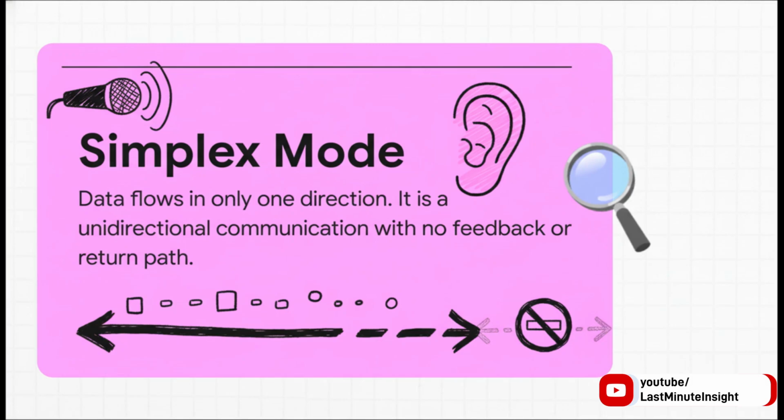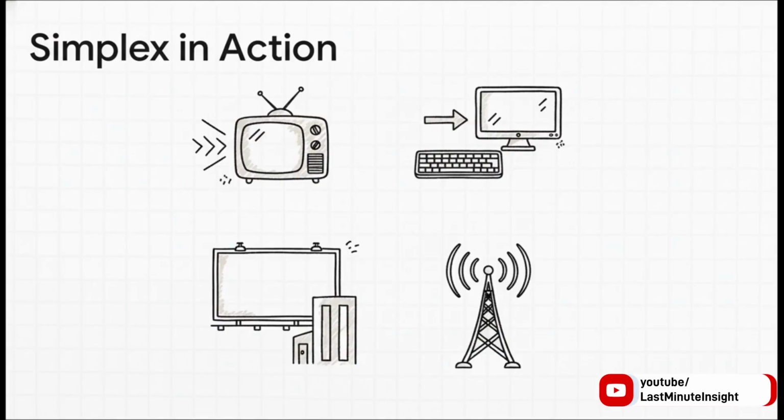So to start, imagine someone giving a speech or a lecture. All the information is flowing out, but there's no way for the audience to talk back using that same channel, right? Well, that's simplex mode. It is a one-way street for data. The sender sends and the receiver just listens. That's it.